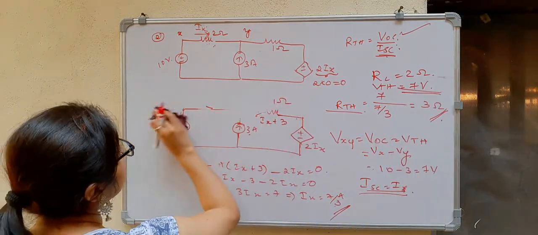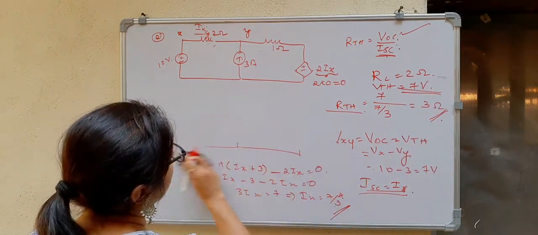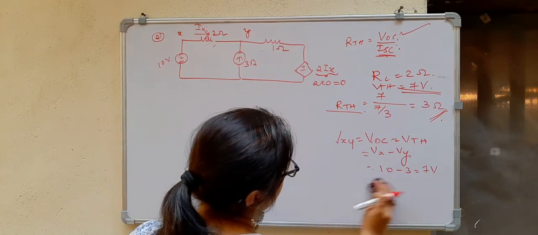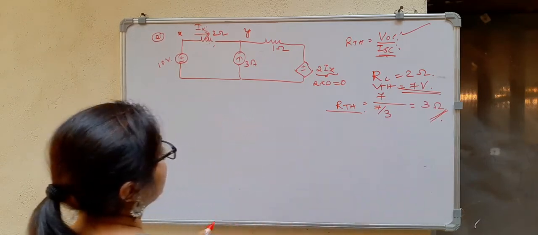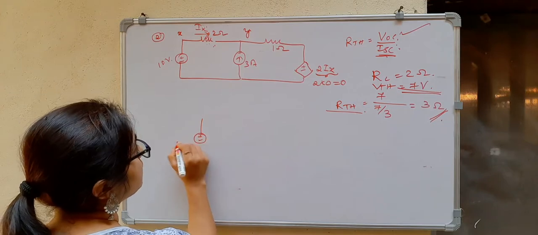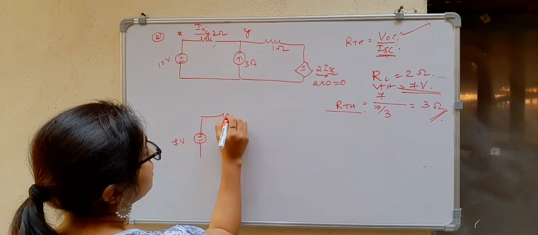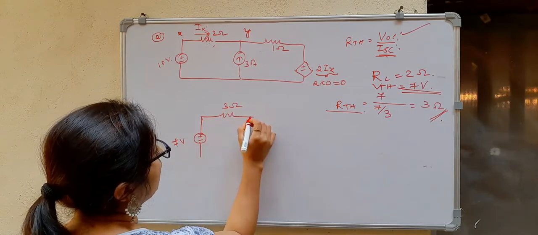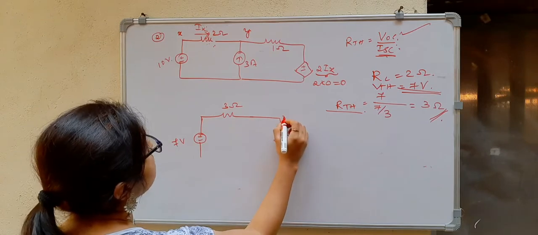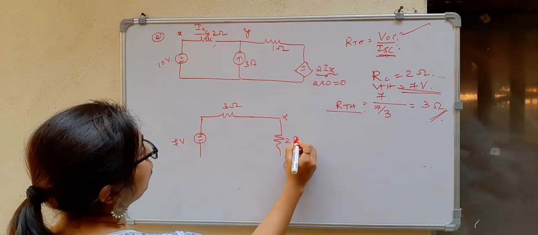Now what will be the Thevenin's equivalent network? So it's a simple two-terminal network. So VTH is 7 volts, RTH is 3 ohms. Now I will be connecting the load resistor to this terminal XY, that is 2 ohms.